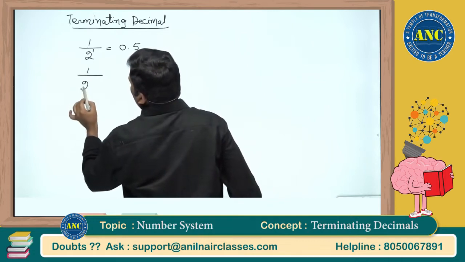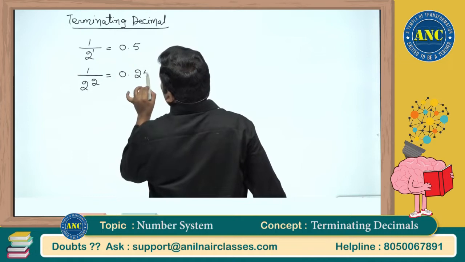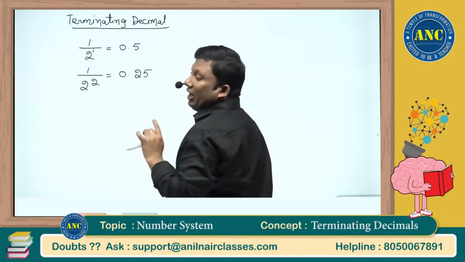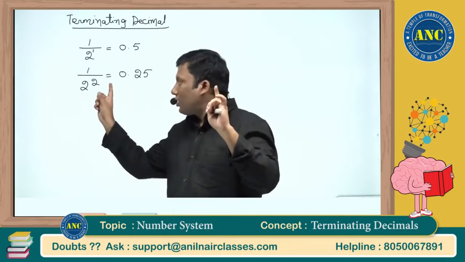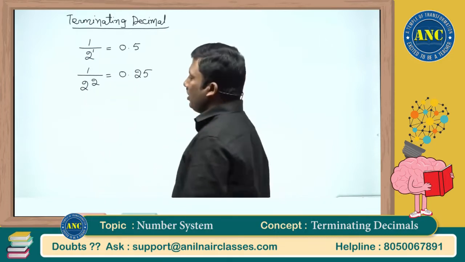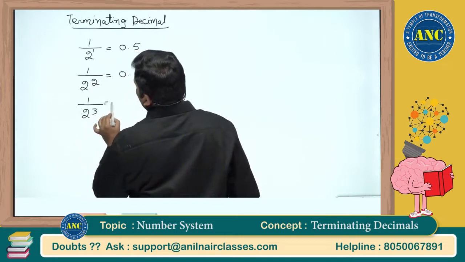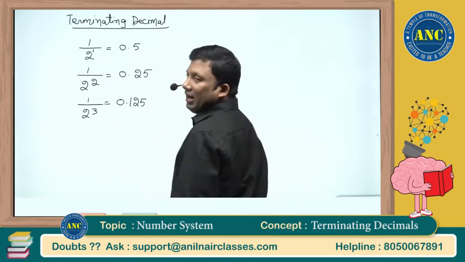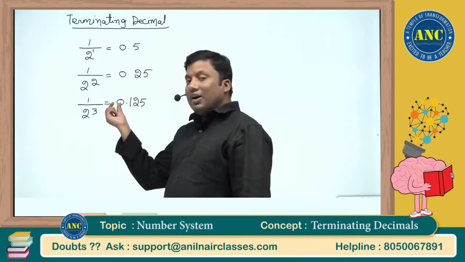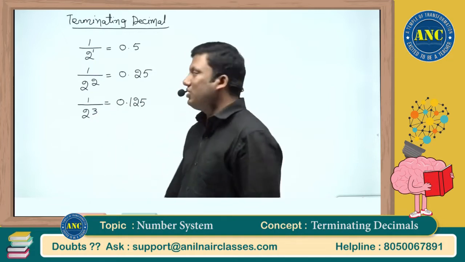1 by 2 square, 1 by 4, which is 0.25. After the dot, exactly after 2 digits, the decimal stopped, which is the power of 2. Similarly, 1 by 2 cube, 1 by 8, 0.125. Exactly after 3 digits, the decimal stopped because the power of 2 is 3.